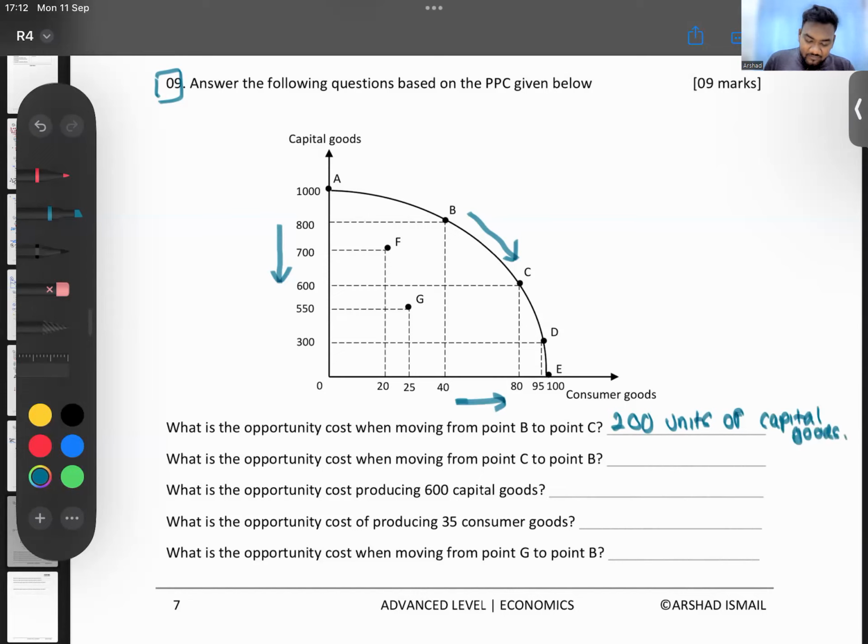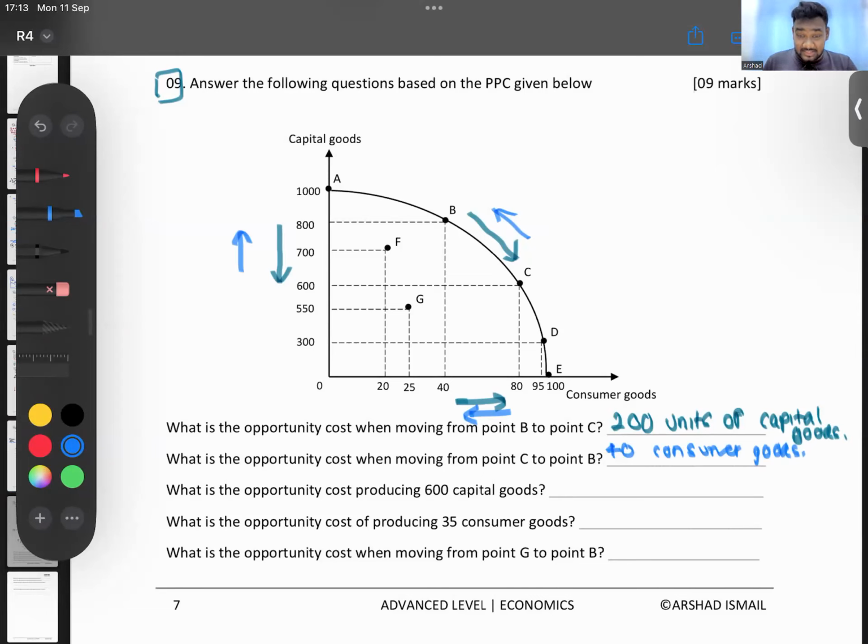Then tell me, guys, next thing, what is the opportunity cost from moving from C to B? If you go the other way, now what's the opportunity cost? You're increasing capital goods by 200. To increase capital goods by 200, what do you have to sacrifice? You have to sacrifice 40 consumer goods. So opportunity cost is what? 40 units of consumer goods. Done. Then the next one.